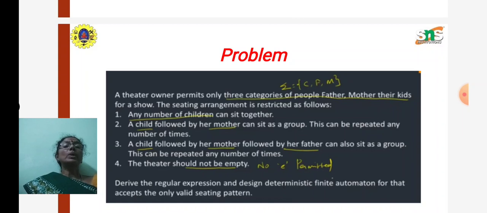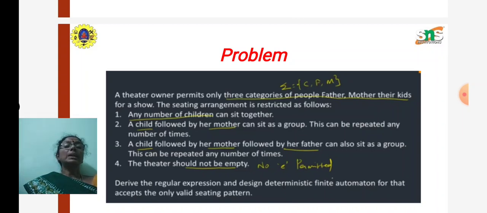The second one: a child followed by her mother can sit as a group. This can be repeated any number of times. The third option is that a child followed by her mother, followed by her father can also sit as a group. This can also be repeated any number of times. The fourth option is that the theater should not be empty, that means no one child is permitted.